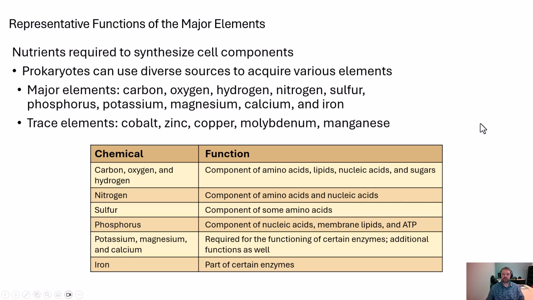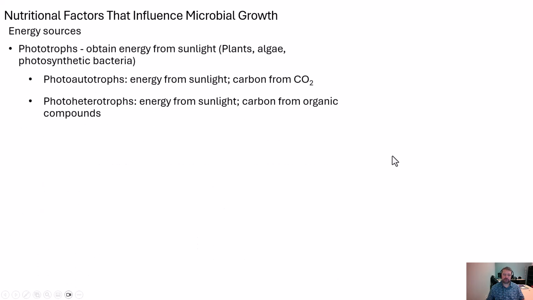Major elements are often the limiting source for growth in a population. Okay. All right, so now looking at those energy sources, again, I said you have heterotrophs, autotrophs. We can kind of further break them up or classify them a little bit better.